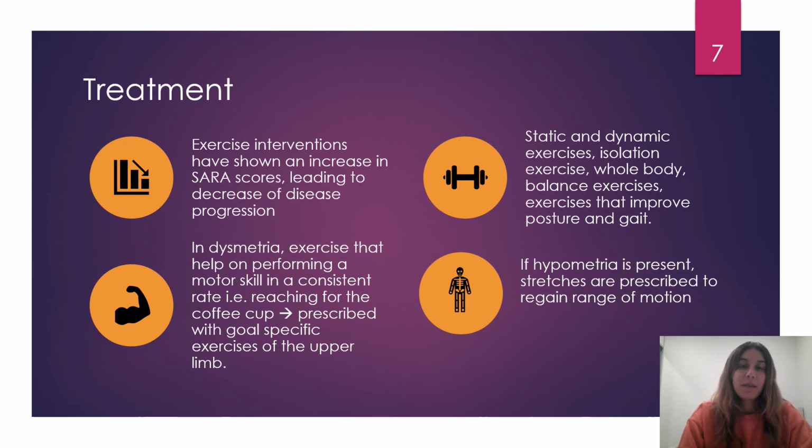Static and dynamic exercises, isolation exercises, whole body balance exercises, and just general exercises that improve posture and gait should be prescribed, bearing in mind that as the disease attacks, patients tend to show weakness in posture and gait. If hypermetria is present, stretches should be prescribed so that the patient can also regain range of motion.